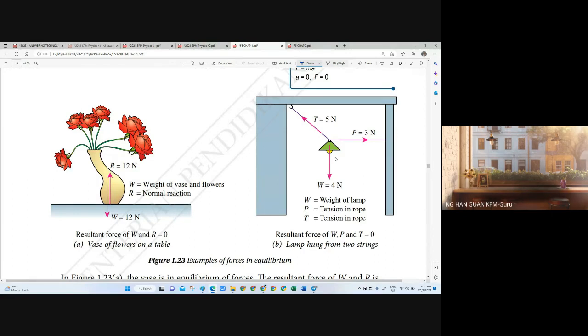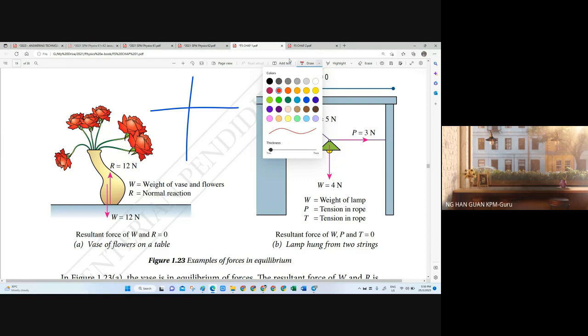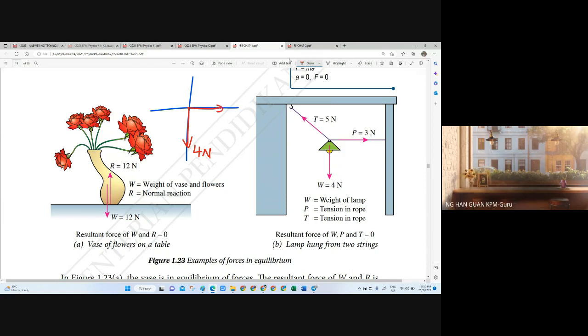For the resolution of forces, one of the methods you have to remember is that everything starts on the x-axis and y-axis, so we put everything into this x and y-axis. We have the vertical down, which is a weight of 4 Newton. Then we have the horizontal given as 3 Newton. And then we have the tension T, 5 Newton.